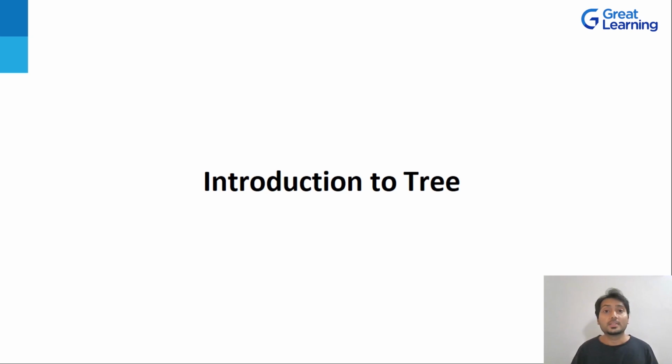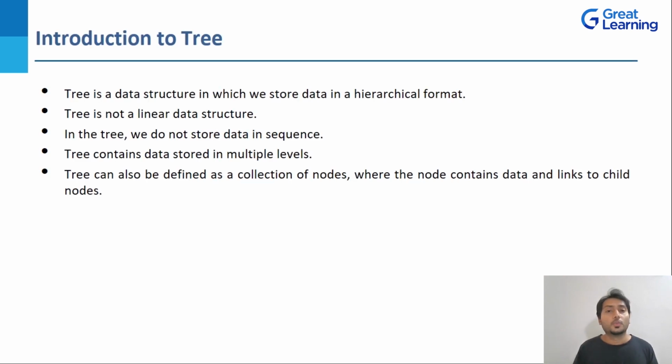So here we'll try to understand what is a tree first and then what are the different terminologies associated with a tree and how is tree different from other data structures. And then with an example, we'll try to understand these terminologies as well and we'll see how a logical tree looks like. So without further ado, we'll begin with the introduction to tree. So first of all, what is a tree? So tree is nothing but a data structure.